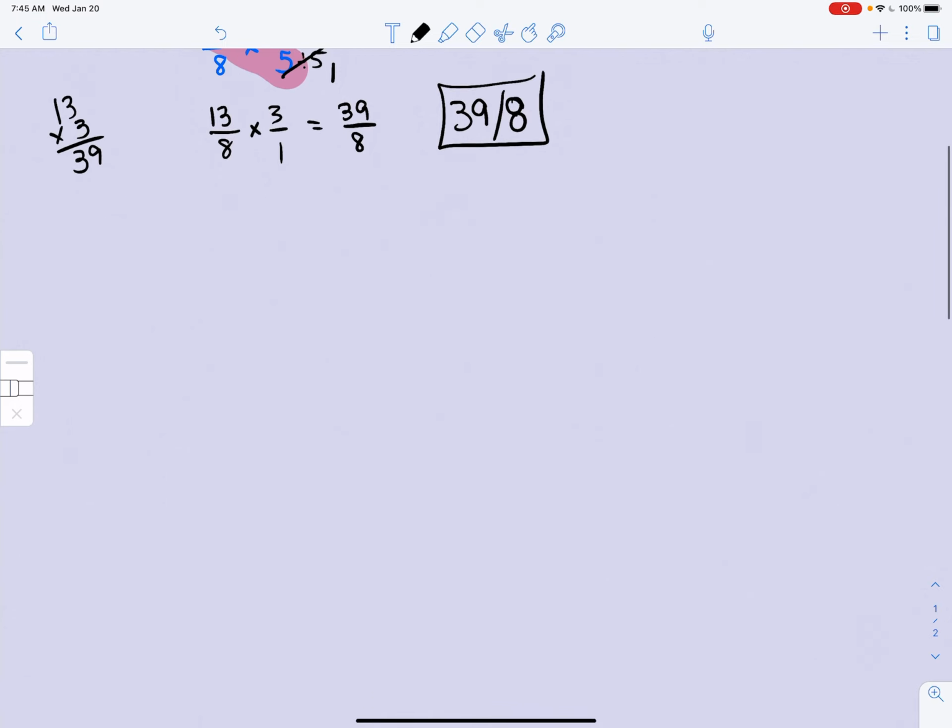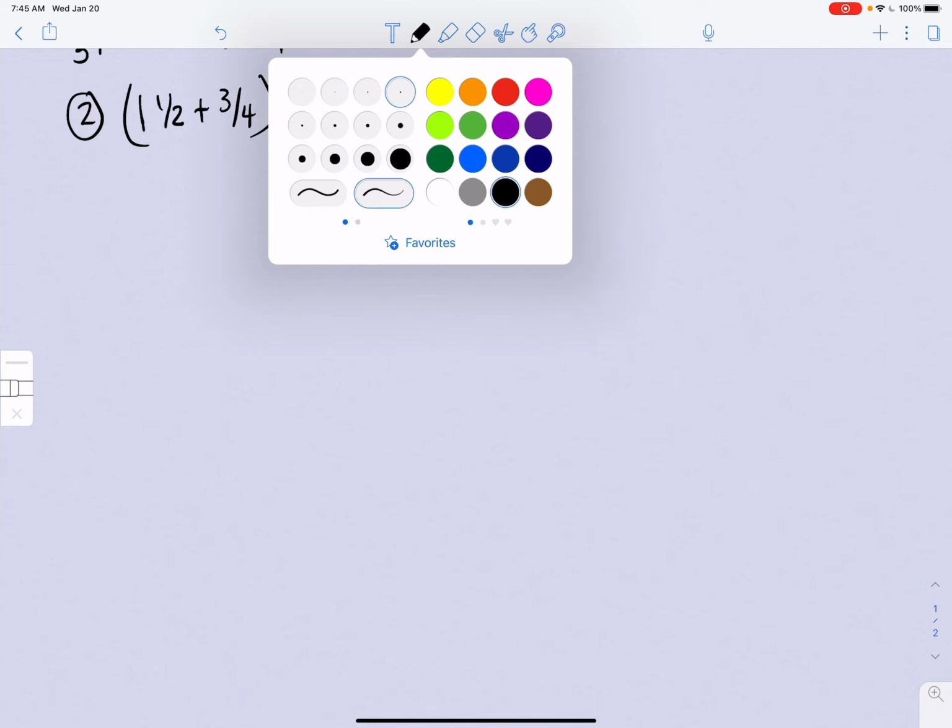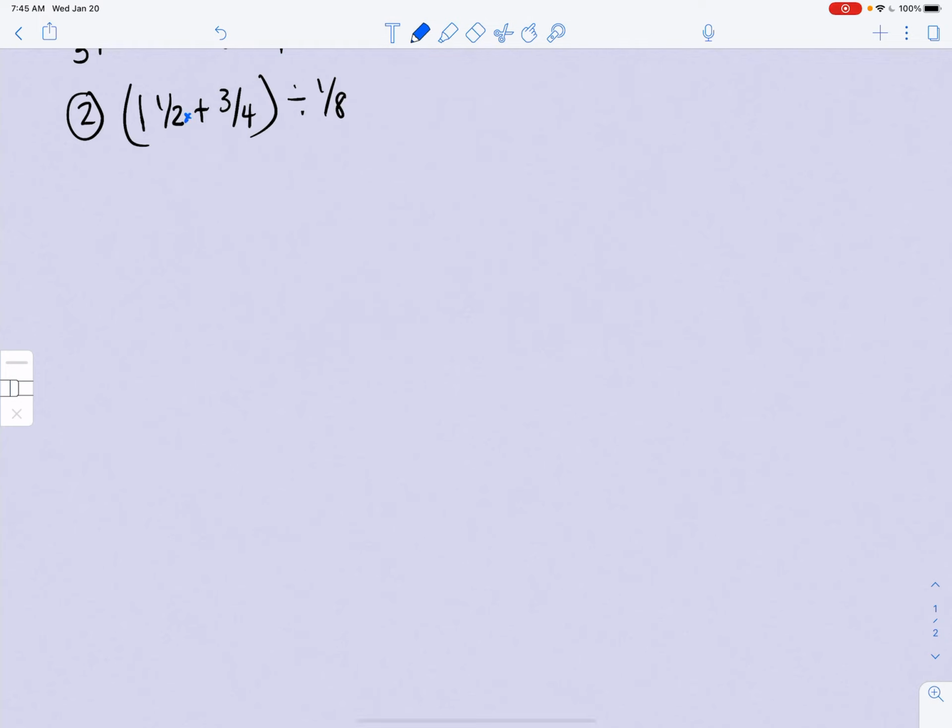Okay, doing the second problem. That one is 1 and 1/2 plus 3/4, divided by 1/8. Okay, let's make it a common denominator. So I'm going to do that by multiplying this one by 2 on the top and the bottom. That leaves me with 2 over 4, bring down the 1, plus the 3/4. Bring down the 1/8 because I can't do anything with it yet. I'm dealing with the inside of the parentheses.